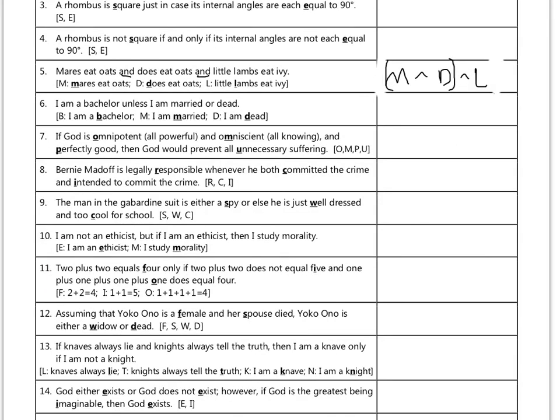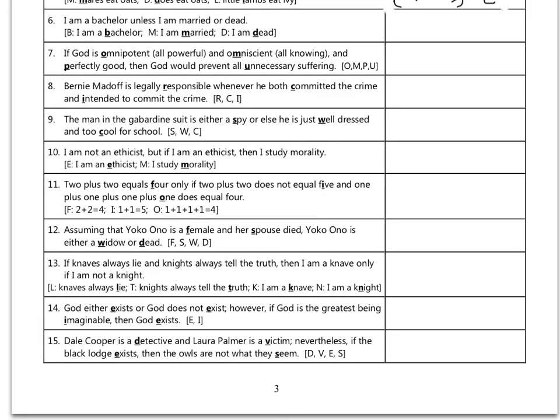If we look down, I think there's a good example down here somewhere at number 15. Dale Cooper is a detective and Laura Palmer is a victim, semicolon, nevertheless, if the Black Lodge exists, then the owls are not what they seem. This one's kind of complicated. You have to write really small to fit it in here.